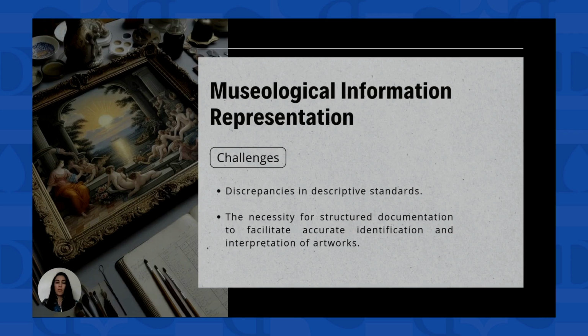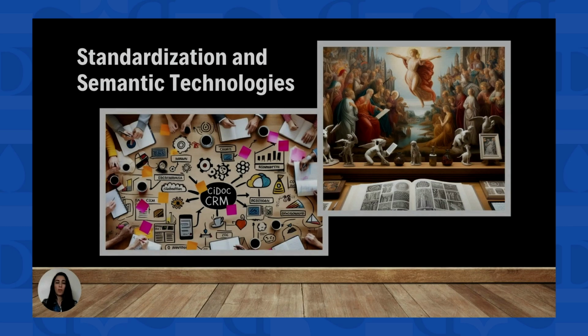Museological information representation currently faces significant challenges. These include discrepancies in descriptive standards and the need for structured documentation to facilitate accurate identification and interpretation of the artwork. The global community's adoption of semantic technology underscored the need for interconnected systems which provide integrated access to museum research and enhance the quality of information retrieval.